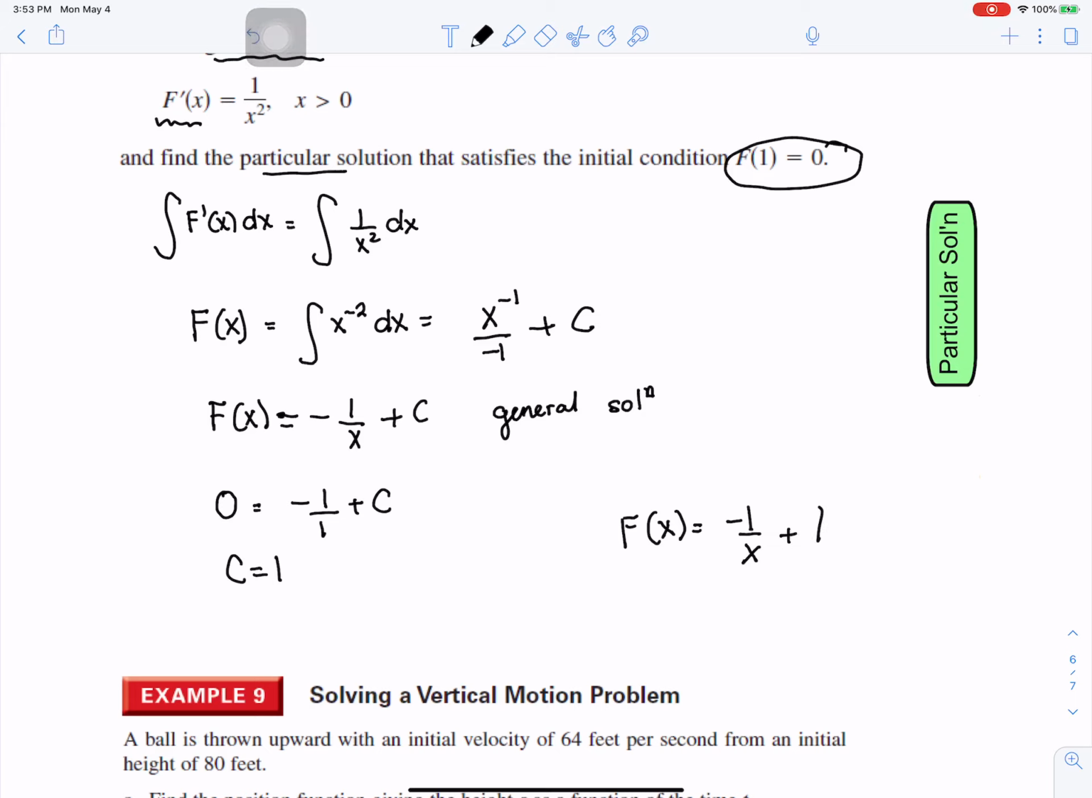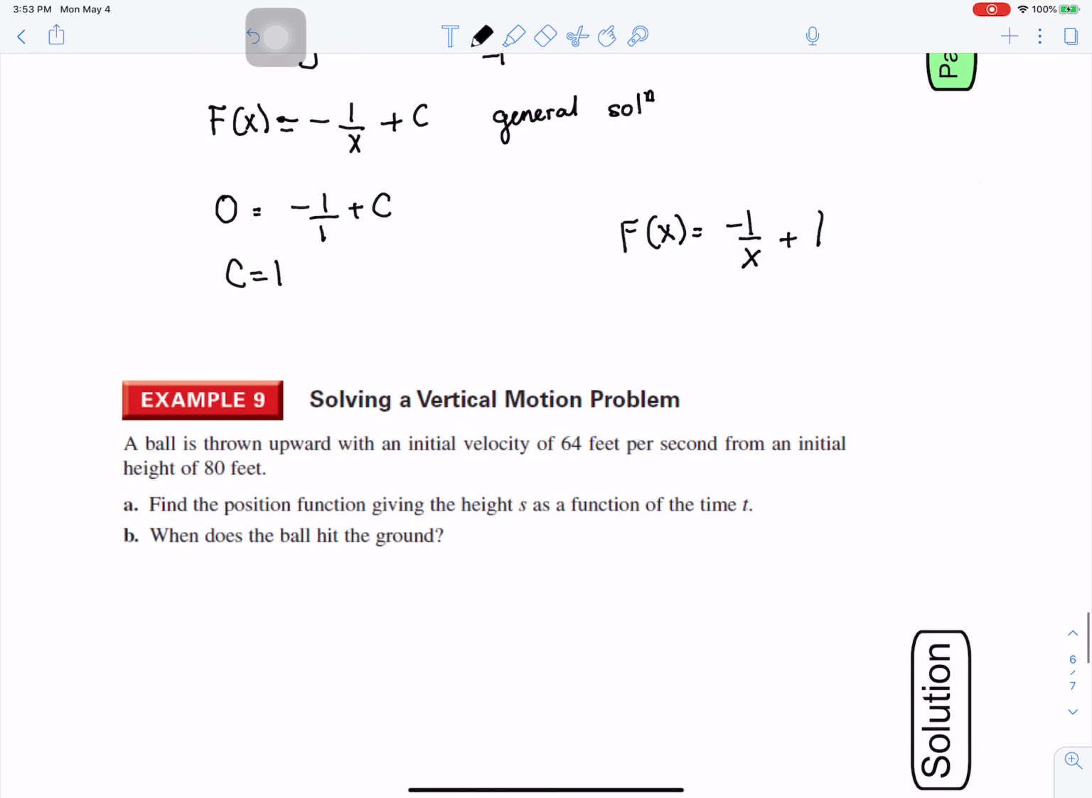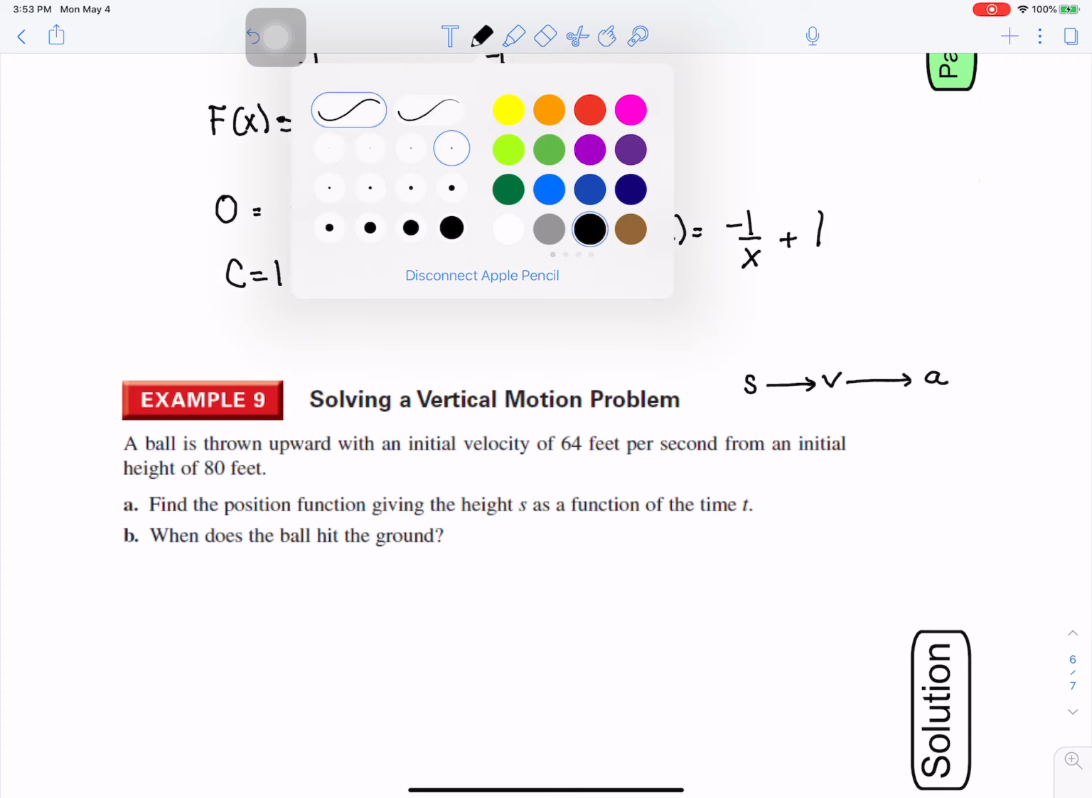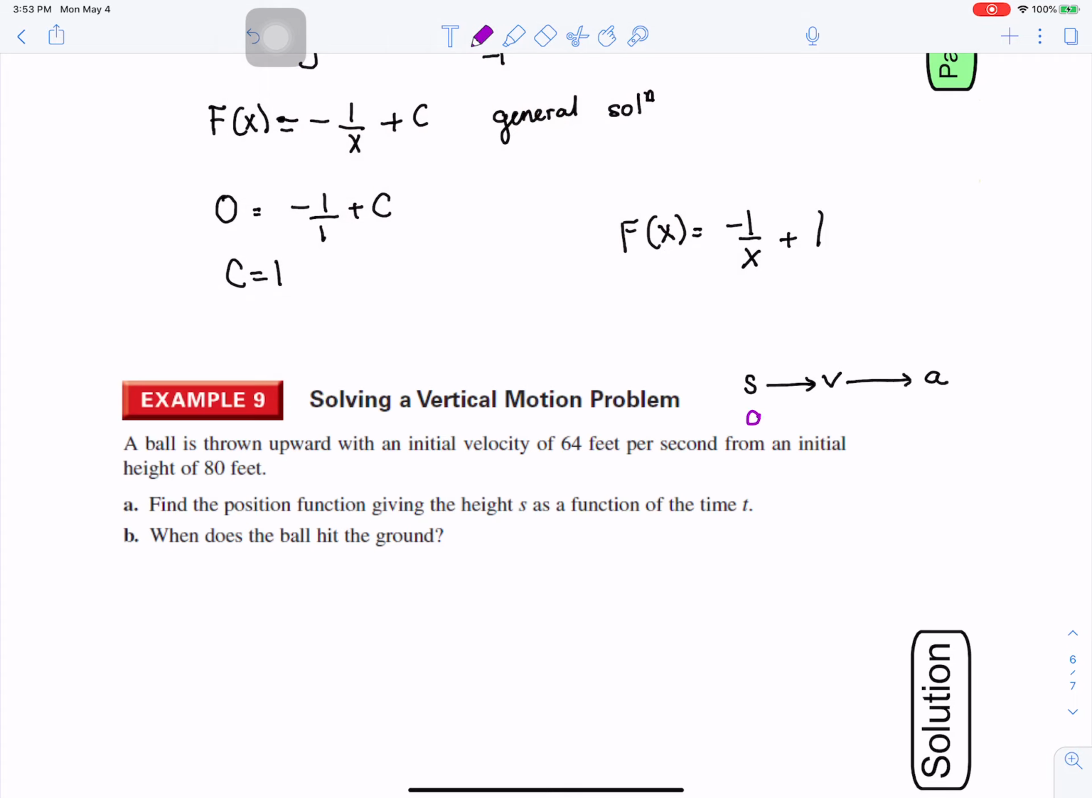Now, sometimes in questions you'll have to solve motion problems. We talked about me giving you a position function. You take a derivative to get velocity. You take another derivative and you get acceleration. In this section, I would give you acceleration. You would do an antiderivative to get to velocity, and you can do another antiderivative to get to position. So sometimes they will make you do that.